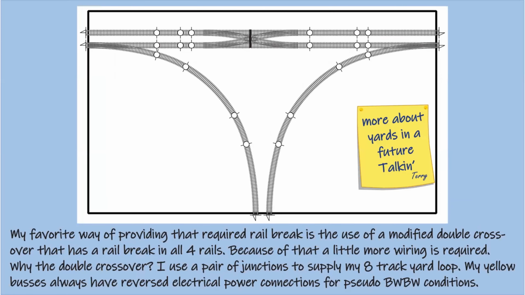My favorite way of providing that required rail break is the use of a modified double crossover that has a rail break in all 4 rails. Because of that, a little more wiring is required. Why the double crossover? I use a pair of junctions to supply my 8-track yard loop. My yellow buses always have reverse electrical power connections for the pseudo blue, white condition.